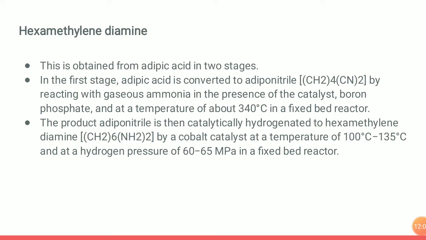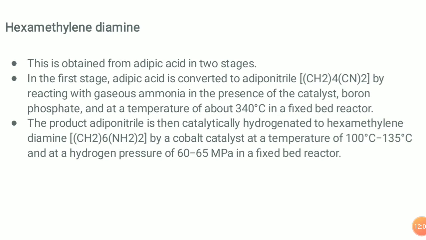Now we see the next monomer, that is hexamethylene diamine. Okay, diamines are very important for nylon. Now this is obtained from adipic acid in two stages. In the first stage, adipic acid is converted into adiponitrile by reacting with gaseous ammonia in the presence of boron phosphate catalyst at a temperature of about 340 degrees Celsius in a fixed bed reactor.